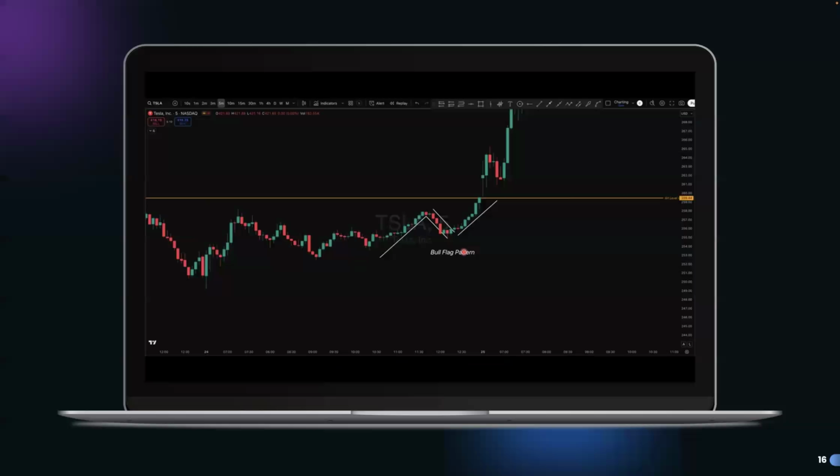So you'll see here, there's that bull flag on Tesla. All right. You notice that we got this movement happening here. Here's that channel that's happening. And then you get this breakout that goes on. This is the expansion of that same breakout.